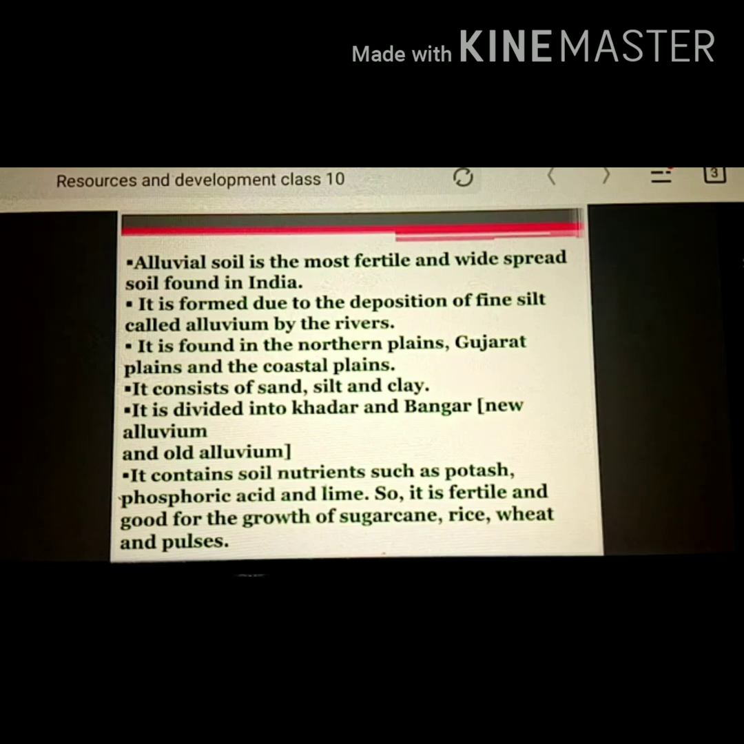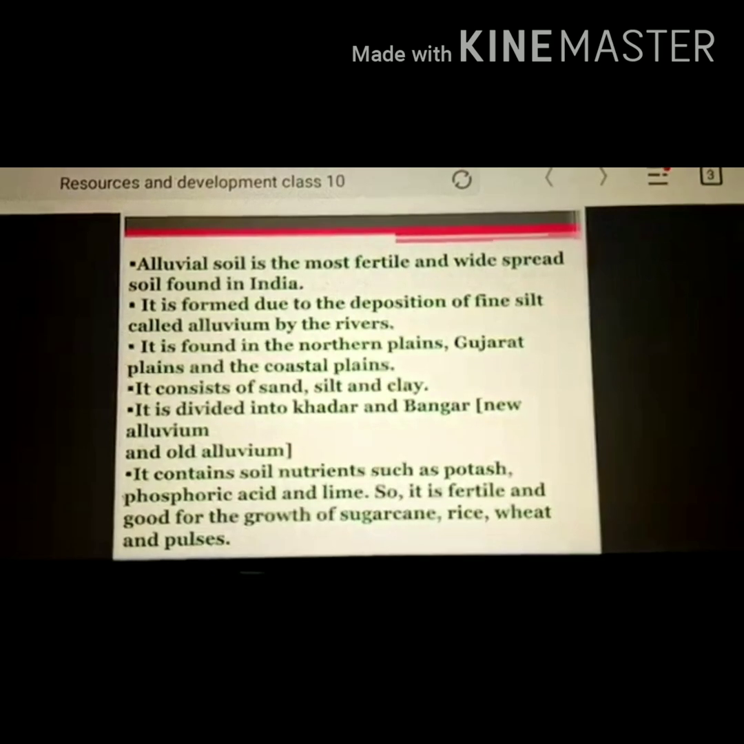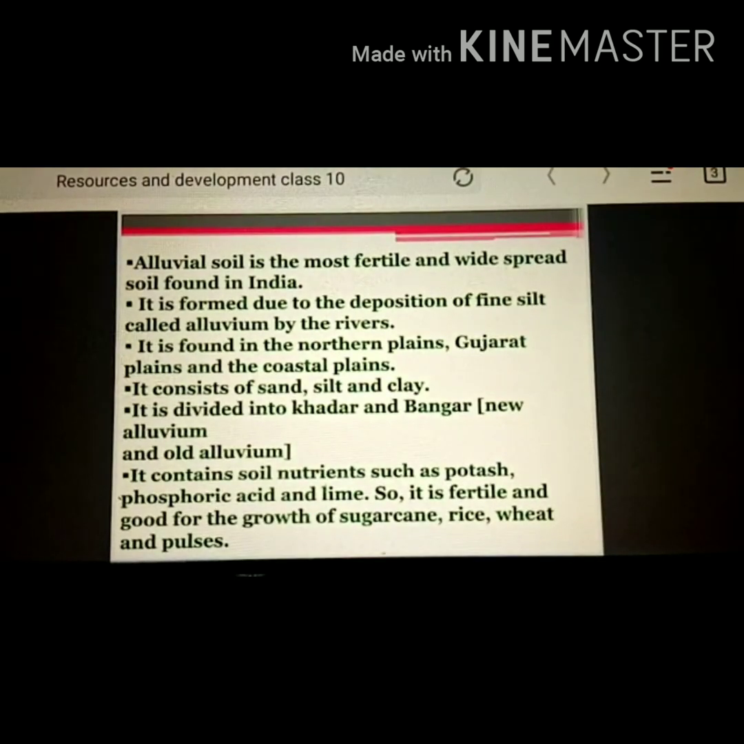Where are the areas where it can be found? That is northern plain, Gujarat plains, and coastal plain. What are the materials? That is minerals, sand, silt, and clay. Different minerals and nutrients are also present, that is potash, phosphoric acid, lime. It is very fertile, so sugarcane, rice, wheat, pulses can be grown in these areas.